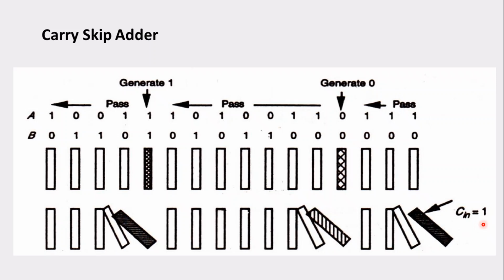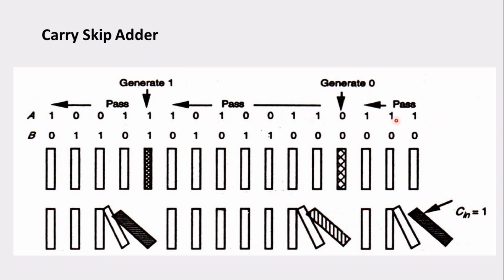Now if you look at the LSBs, our least significant bits, you can observe that A and B are not the same. When A and B are not the same, the same carry in that we have will be propagated. As you can see here, they have written it as pass. Pass is nothing but propagate.